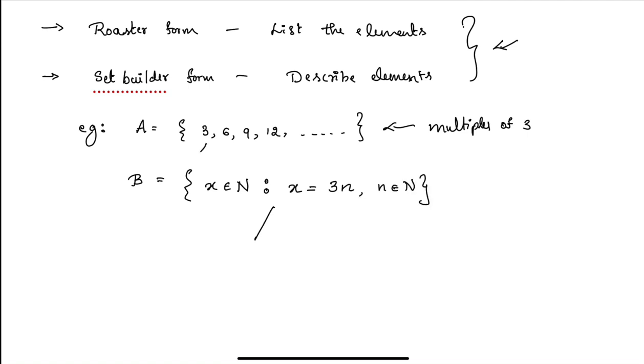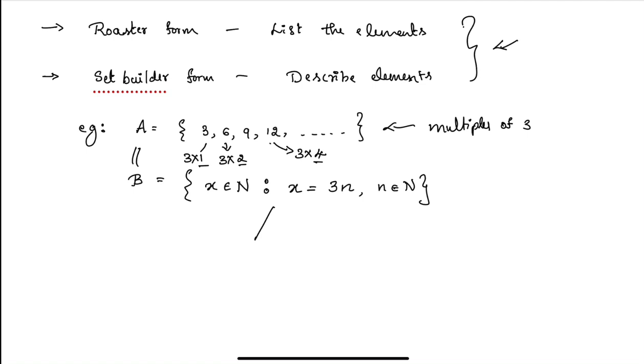That means here how do we have 3? 3 into 1. How do we have 6? 3 into 2. Similarly 12, 3 into 4. So these 1, 2, 4 are all natural numbers. So we are representing this set compactly like this. You can see these two sets are equal.